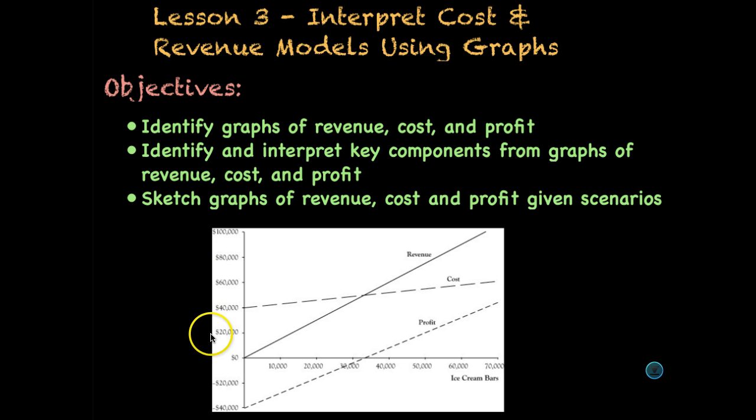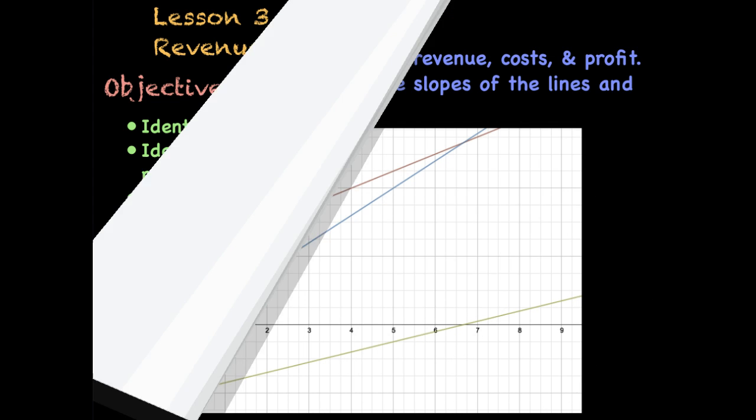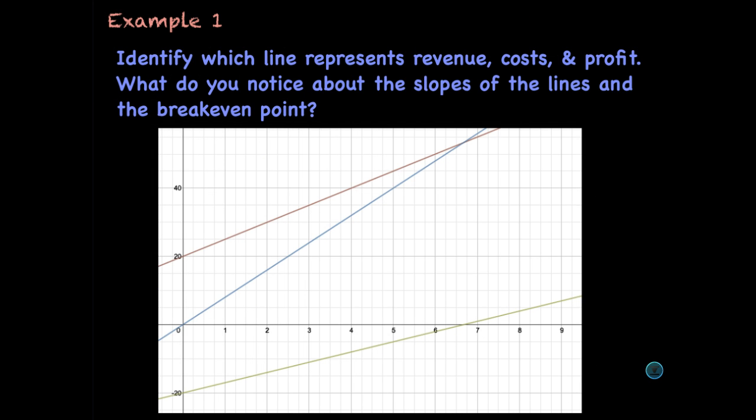The graph down here represents a revenue line, a cost line, and a profit line. All three. We are now going to put those together and we're going to illustrate those graphically. Let's look at this graph. Identify which line represents revenue, costs, and profit. And then after we do that, what do you notice about the slopes of the lines and the break-even points?